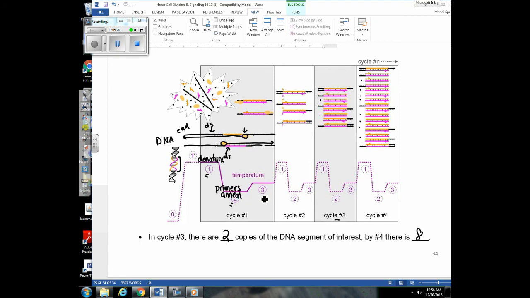And hopefully you can tell me what would be going on this 3rd temperature. That's whenever we raise it up a little bit to a temperature where Taq polymerase is functioning, and it is extending this strand of nucleotides.